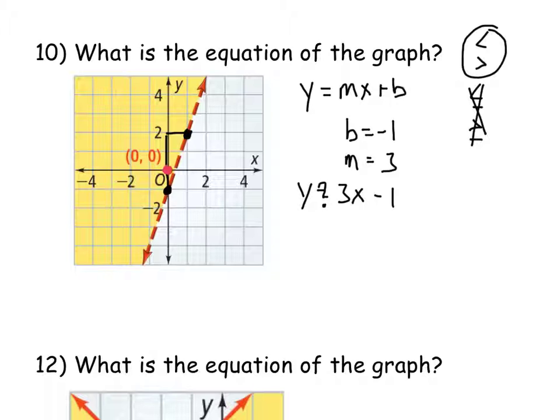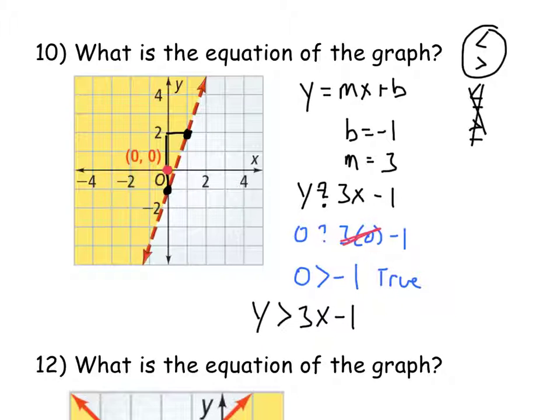So plugging in our test point of 0, 0, we have 0 is something to 3 times 0 minus 1. 3 times 0 is 0, and 0 minus 1 is -1. So is 0 greater than or less than -1? Greater than. So that means we want to use a greater than symbol because we want this to be true. So our answer is y is greater than 3x minus 1. Any questions on 10?